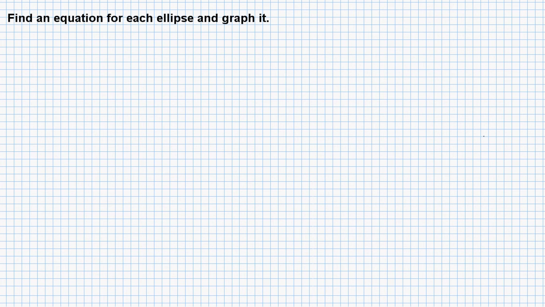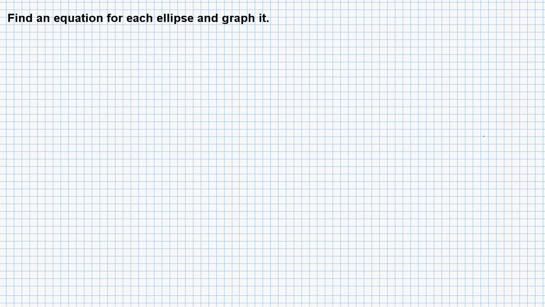This is Mr. Waters, and I'm going to be doing some examples for page 642 in the homework of how to graph ellipses and how to find equations for ellipses. In each case, you'll be given certain information about the ellipse, and you'll use that to make the graph and to write the equation. So let's say we've got this information here.